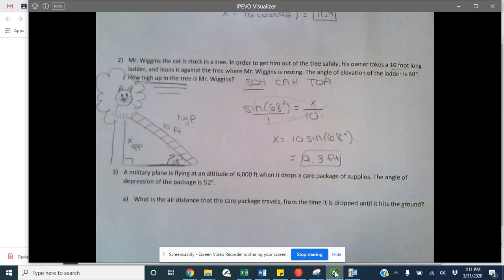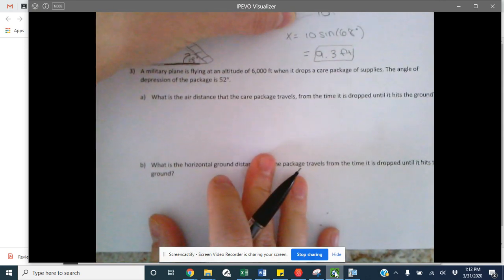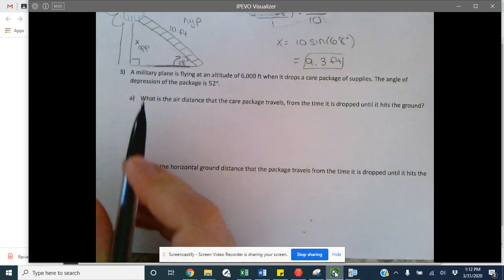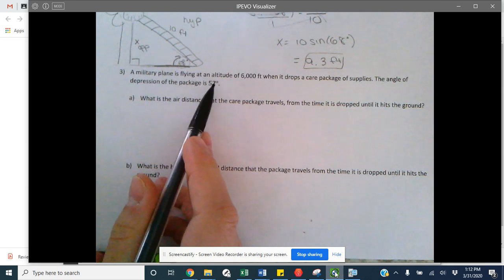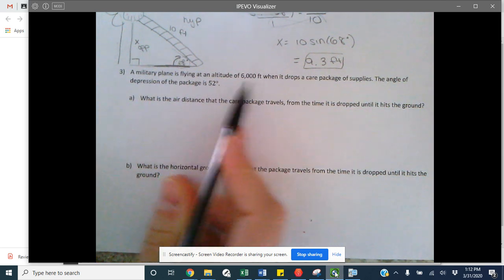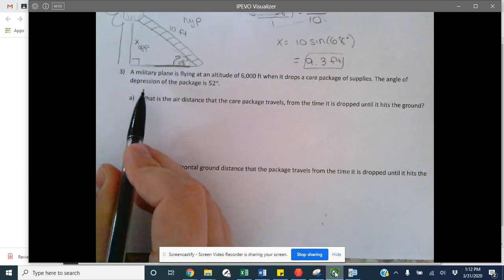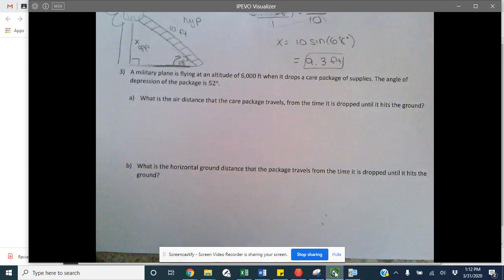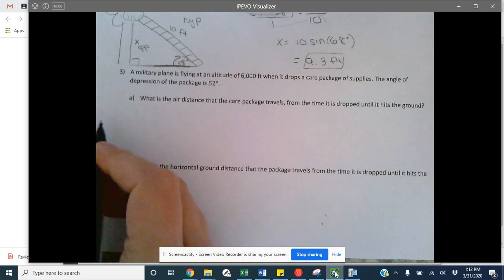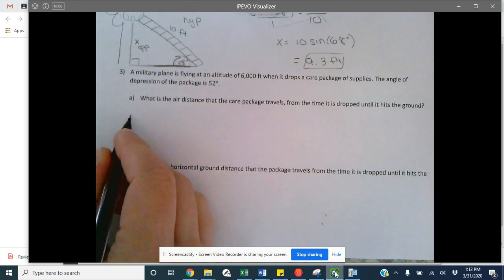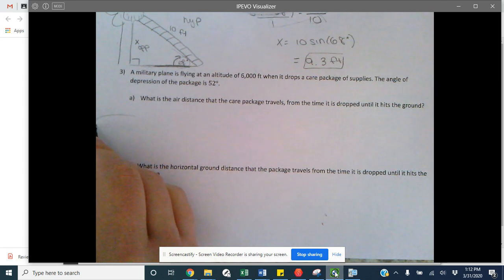All right. Next, we have a two-part question. So we can draw one picture if we'd like here. But it's up to you. So we have a military plane flying at an altitude of 6,000 feet when it drops a care package of supplies. The angle of depression of the package is 52 degrees. Okay, so first let's draw our airplane. So if you thought my cat was bad, you're in for a real treat with my airplane.